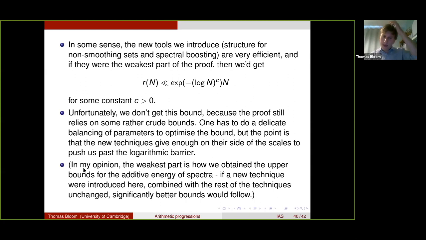Just as an aside, I think the weakest part of the proof is how we obtain the upper bound for the additive energy. If you're interested in how to improve this result, I think that's really the place to look. If somebody came up with a new idea about how to get upper bounds for the additive energy of spectra, then I think that would fairly quickly lead to significantly better bounds for R(n).